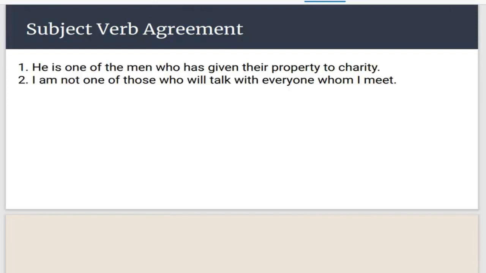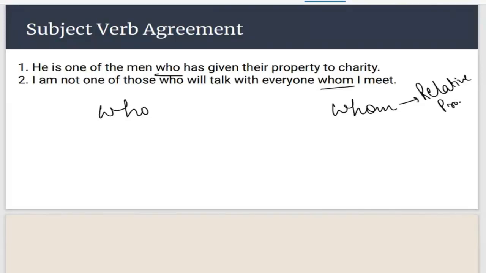Whenever WH words like who or whom are used, we all know that these words are used to ask questions. But when these words are not asking a question and they are used to join two sentences, then these WH words are known as relative pronouns.